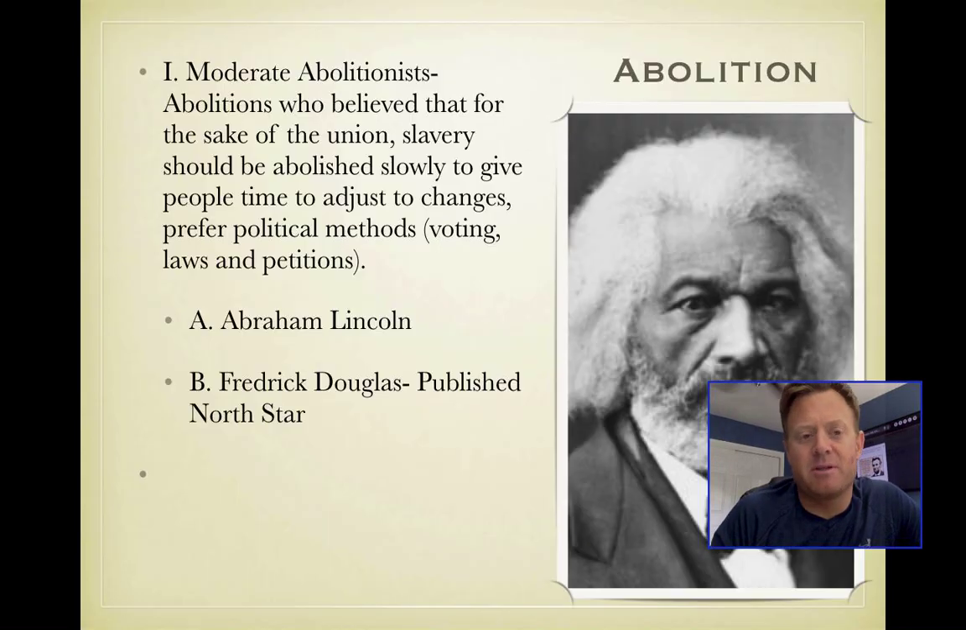There are two types of abolitionists. The first one is the moderate abolitionist. And again, this is number 1 on your paper. Go ahead and add this definition.